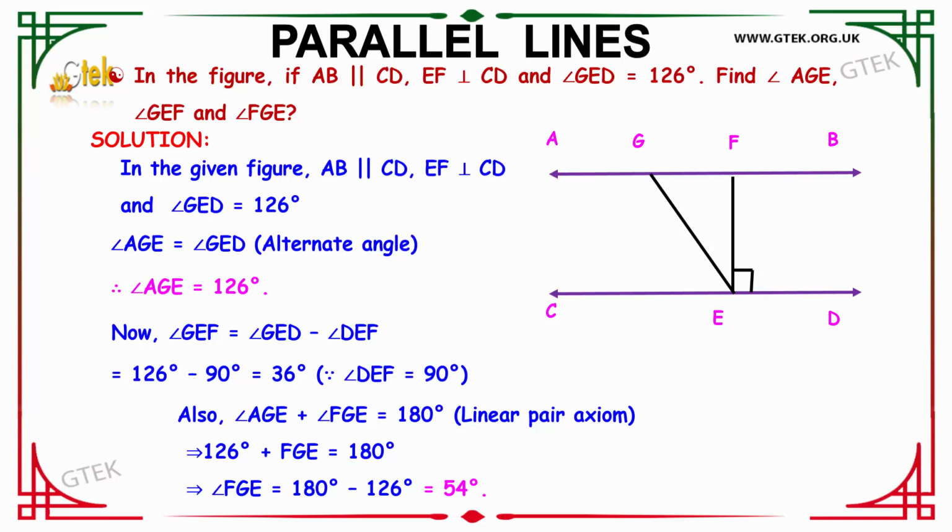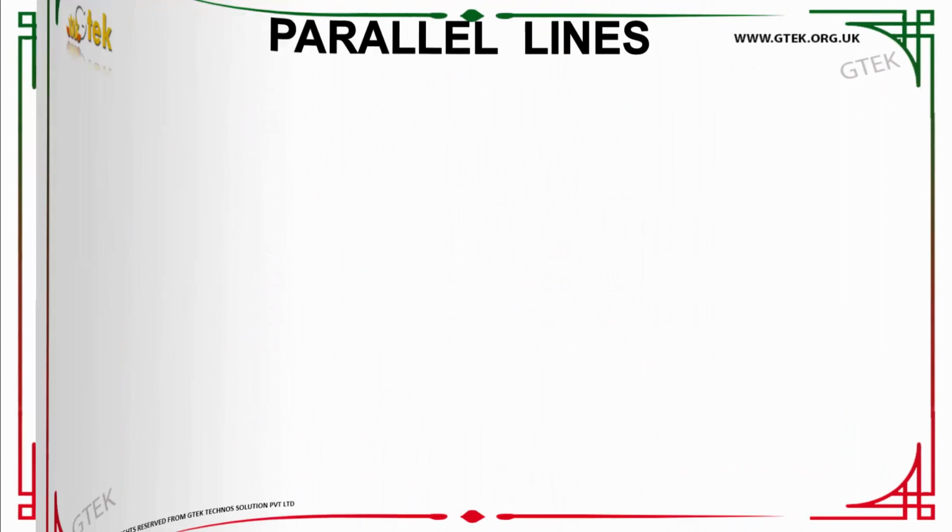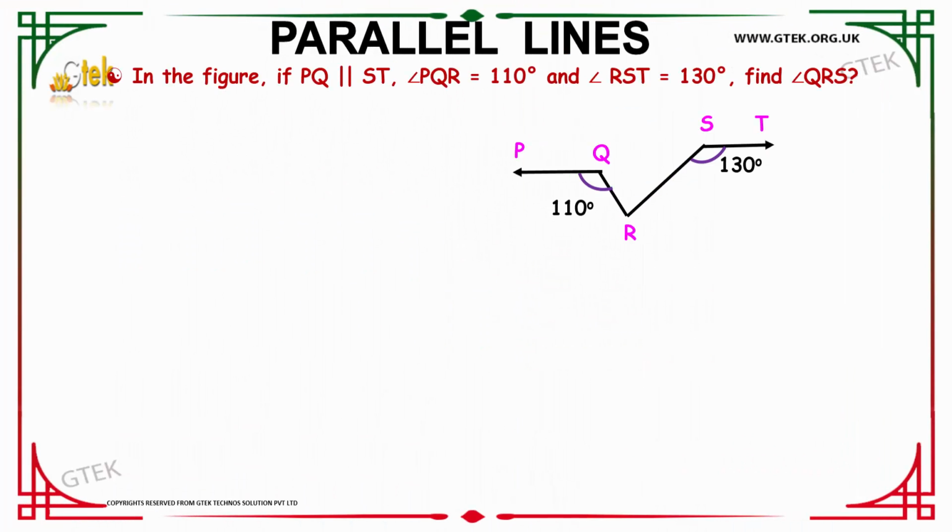So we got the answer. Angle AGE is 126 degrees. Angle FGE is 54 degrees, and we got the answer for angle GEF, which is 36 degrees. Now let's move on to the next problem.